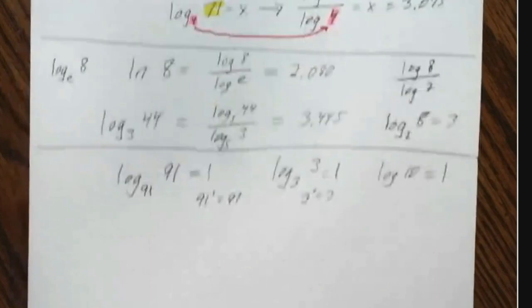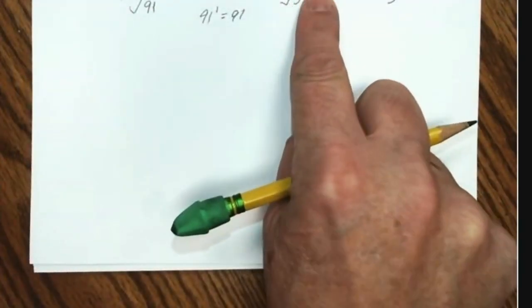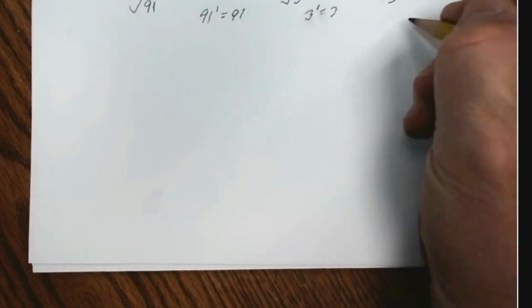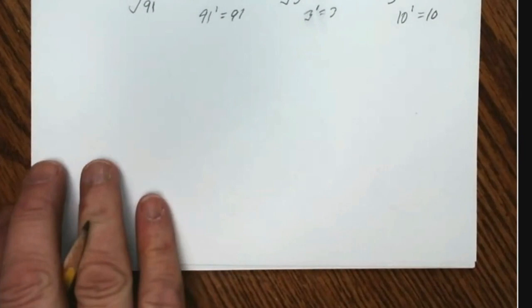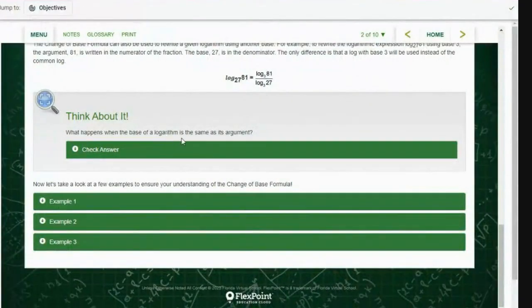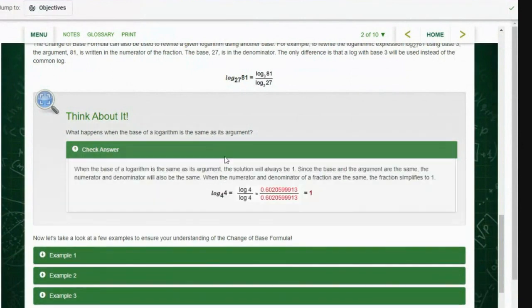Those are all 1. If you have the same base as you do the argument, that's just a 1 because that base to the first power equals itself. 10 to the first power equals 10. So yeah, if you can understand that, that'll help you think about logarithms a little bit better. So let's look and see what happens when the base of a logarithm is the same as the argument. The solution will always be 1.